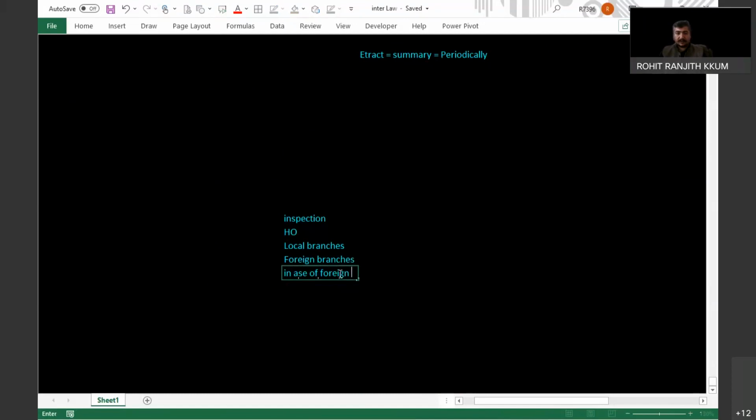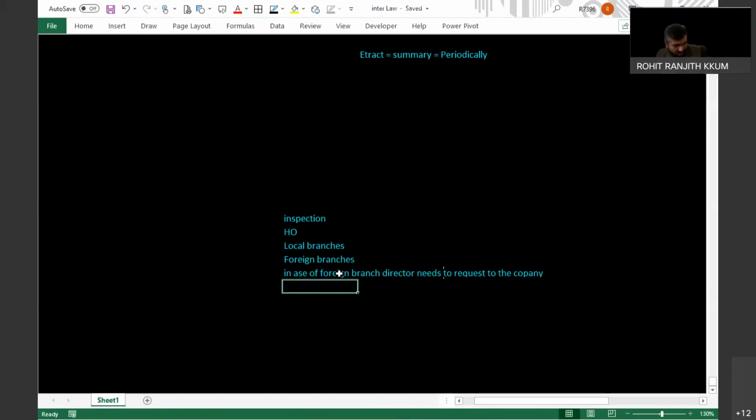in case of foreign branch, the director needs to request the company first of all. This is the small process for the 5 marks. What does the director need to do?